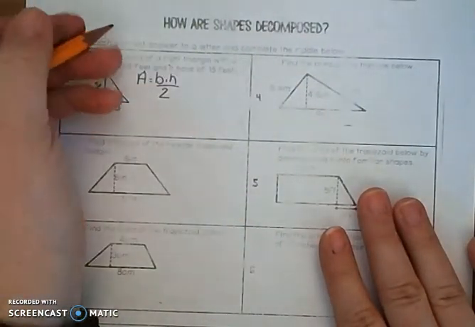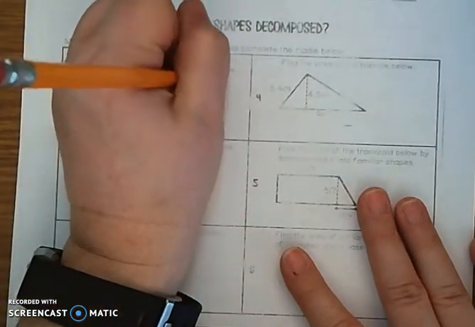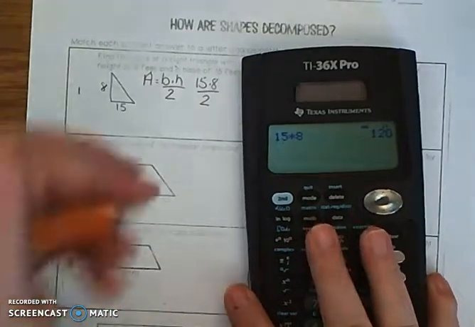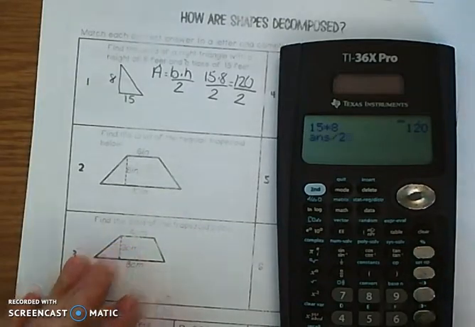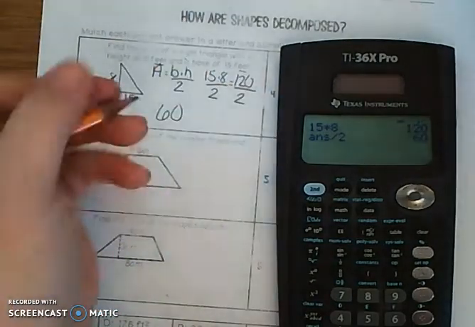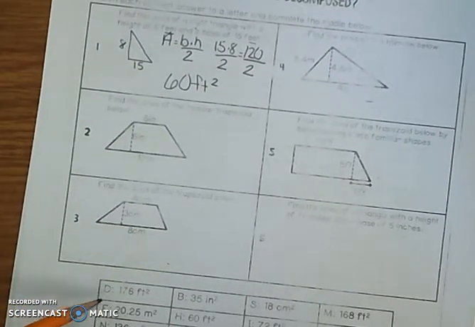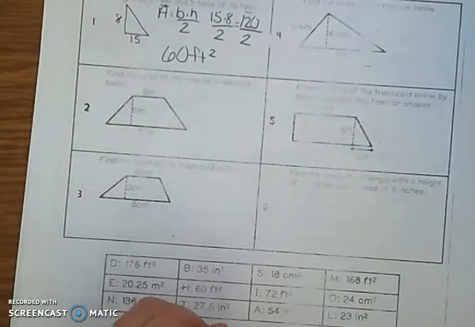Now we just substitute letters in. Our base is 15 times our height, which is 8, divided by 2. So in our calculator, we're going to do 15 times 8, which gives us 120. Then we're going to divide it by 2. And that gives us an answer of 60. And we're talking about feet here, because it says it in my problem. Feet squared. So in the bottom, where it says 60 feet squared, that's letter H. So number 1 gets letter H at the bottom.